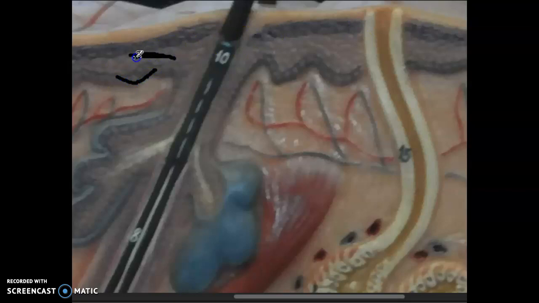We have our stratum spinosum. We have our stratum granulosum. And lastly, we have our stratum corneum. So this too is thin skin. And here's our very bad duct going to the wrong place. And you can see we have the epithelial tissue even continuing into the ducts of the gland.